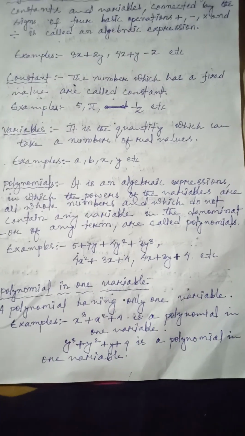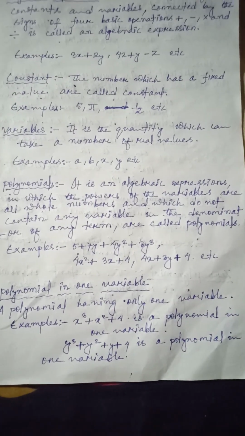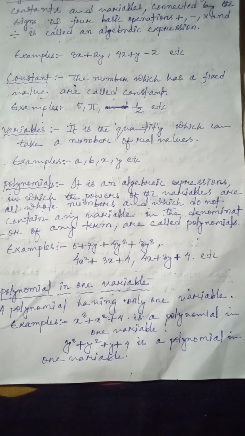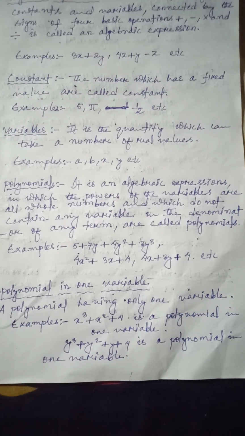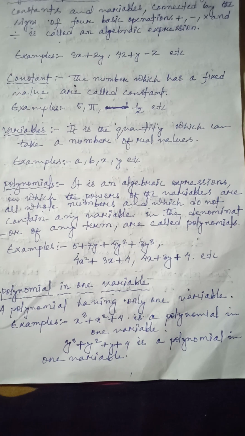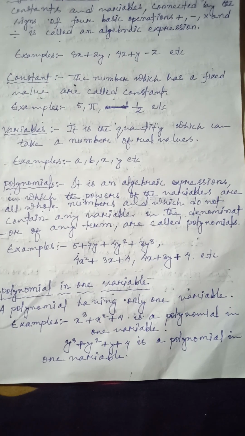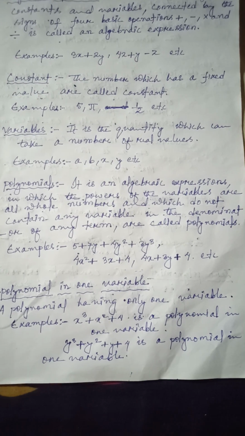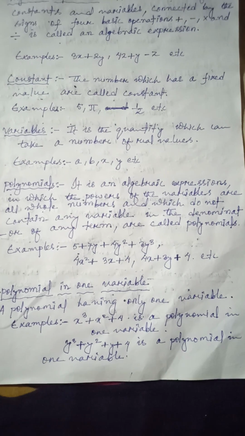Simply, we can now understand that polynomial means an algebraic expression in which the power should be a whole number, as well as there should not be any variable in the denominator of any term. This is the condition required to be satisfied by an algebraic expression in order to be a polynomial. Alright, if it is clear to all of you, then I will move to the next step, that is polynomial in one variable.